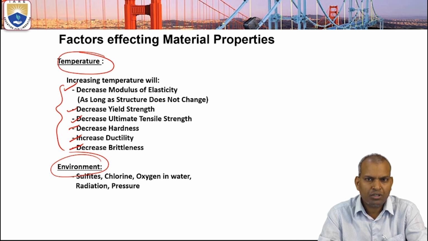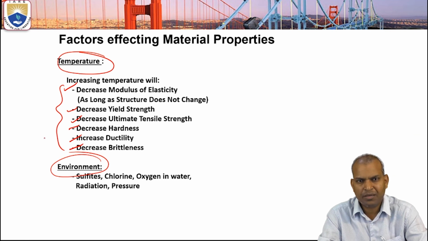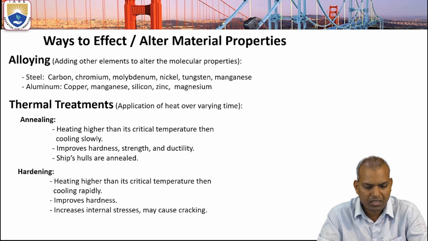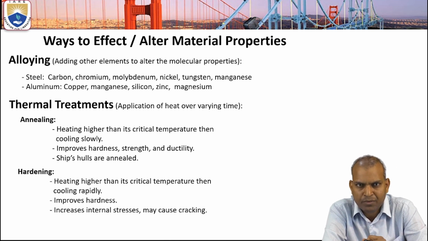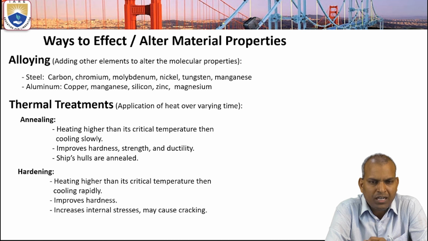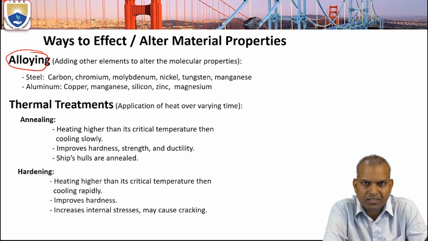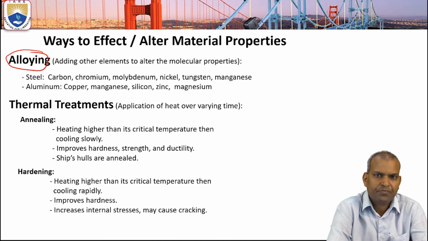Under low temperature, the material acts as more brittle. Under high temperature, the same material behaves as more ductile. So these material properties are highly important. When these factors are affecting, how do we alter the material properties? There are various methods, mainly alloying and heat treatment or thermal treatment. By using these two methods, we can alter the material properties.